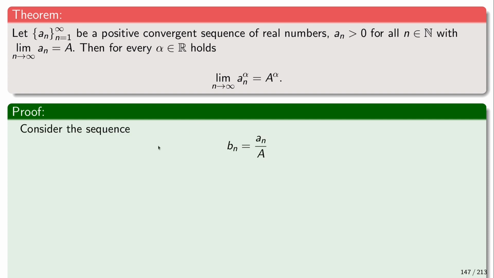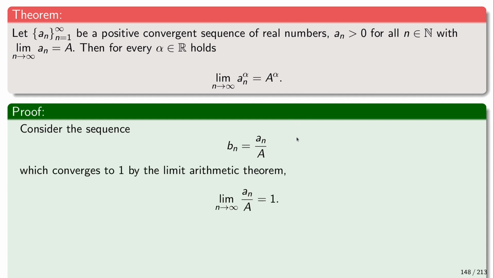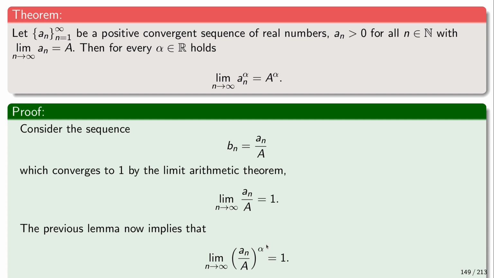Why? Because we would consider this sequence bn. Now, what can we say about bn? Well, the sequence bn clearly converges to 1 by the limit arithmetic theorem. And now we can apply the previous lemma to this sequence. Since an over a converges to 1, then this sequence to the power of alpha, according to the previous result, which we worked so hard to prove, has limit 1. We're just using this result, right?